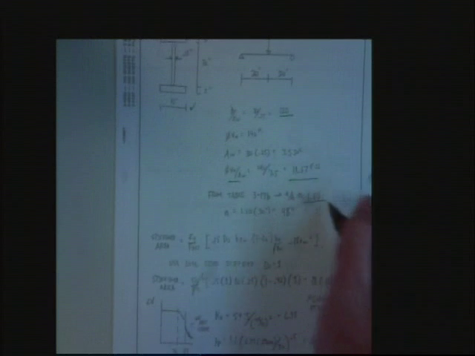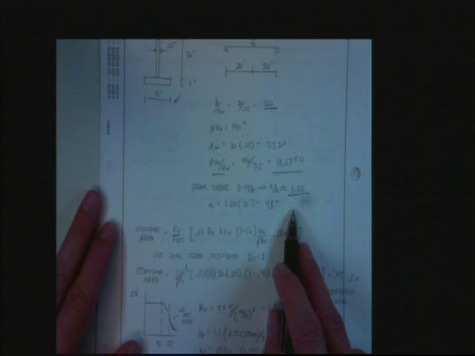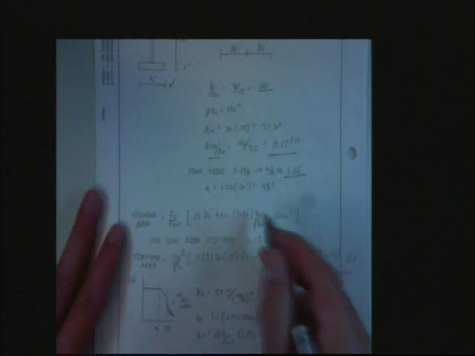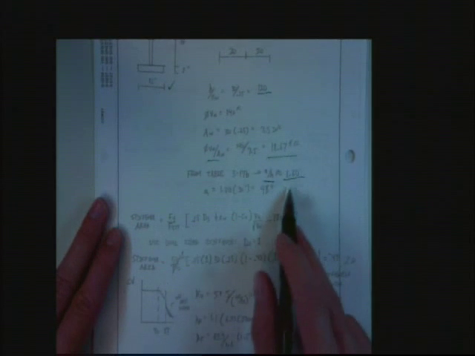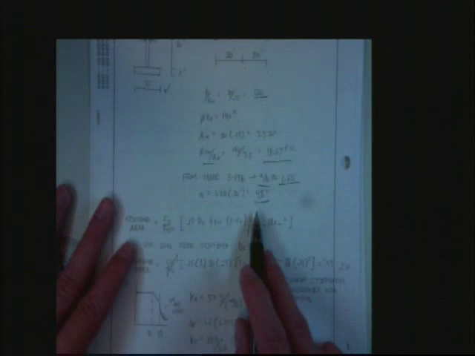Hey, look at that. 1.6. You with me? Not hard. Crazy useful. Great. So now we know our A over H is 1.6. I already know what my H is. It's 30. I get my stiffener spacing: 48 inches.